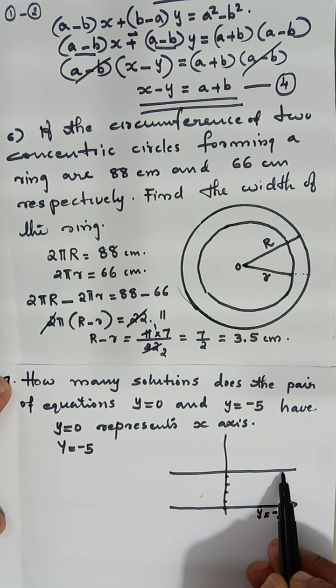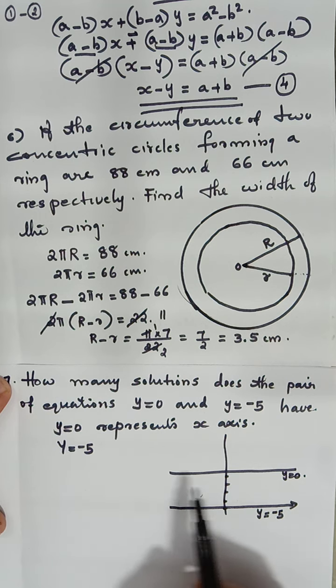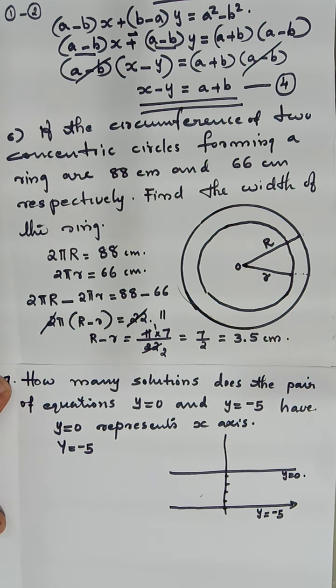This is y equal to 0, the x-axis. This is how it comes. These two lines are parallel to each other. Y equal to negative 5 is a line which is parallel to the x-axis at a distance of 5 units below the x-axis. This is the line for y equal to 0, the x-axis, and this is the line y equal to negative 5, parallel to the x-axis at a distance of 5 units below it.